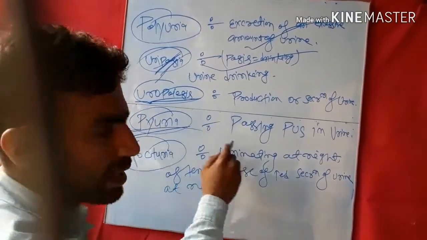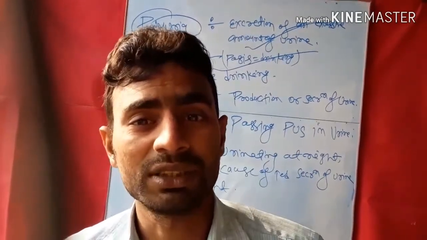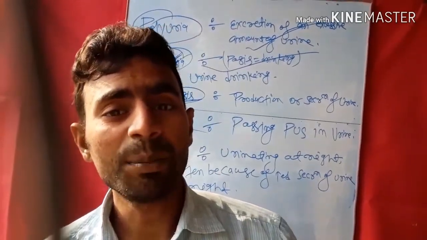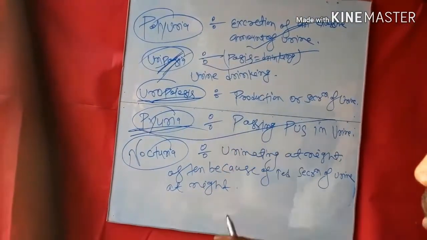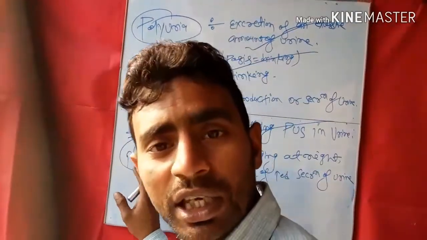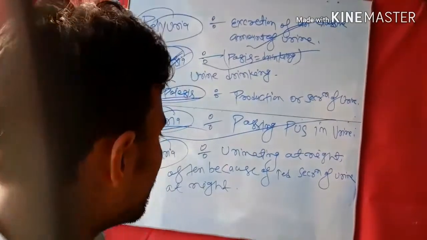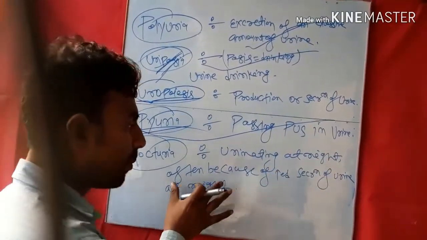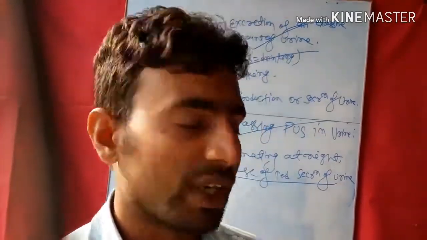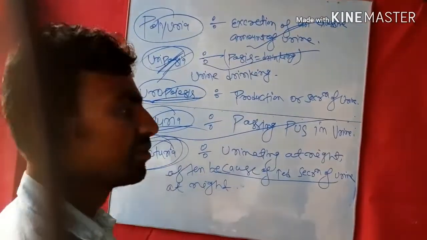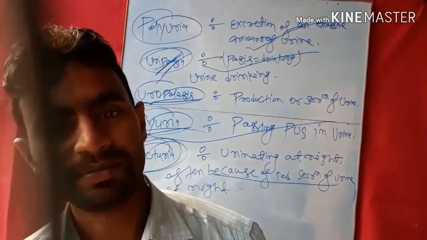What is pyuria? Passing pus in urine is called pyuria. Nocturia: urinating at night, often because of increased secretion of urine at night, is called nocturia.